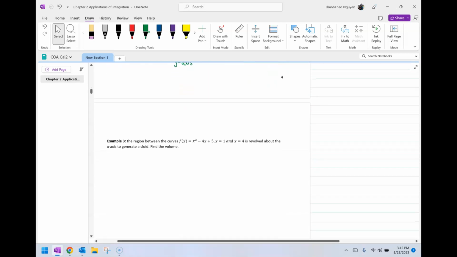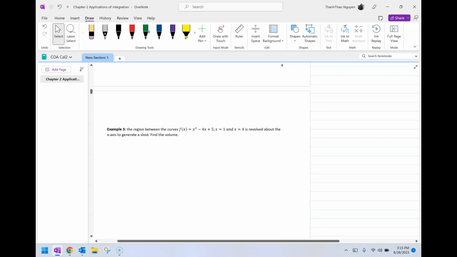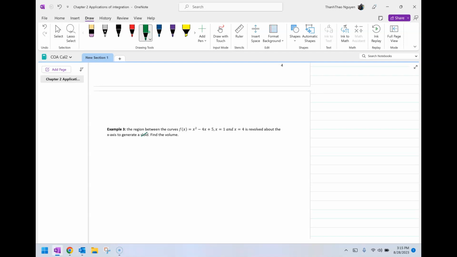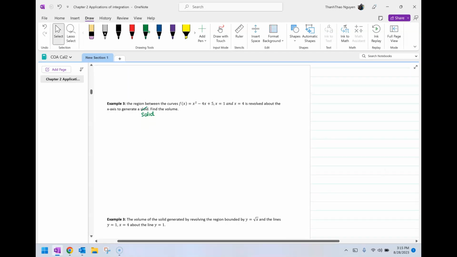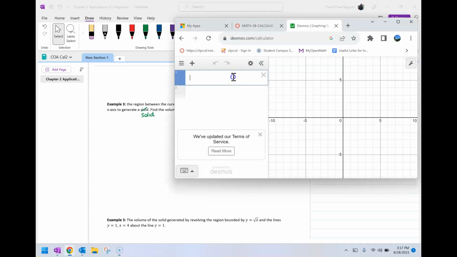The region between the curve f of x equal x squared minus 4x plus 5, between x equal 1 and x equal 4, is revolved about the x-axis to generate a solid. Let's find the volume. Let's first take a look at what the graph of f of x looks like. So let's take a look at the graph of the curve.